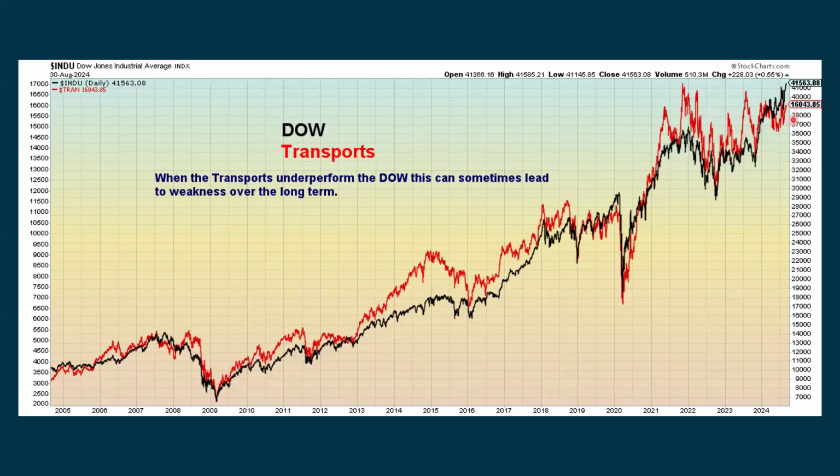They've been improving. That's the red line that we see here, but they've been really frustrating in 2024. And when the red line's under the black line, even though they're on different scales, that means that the transports are underperforming. In a more solid environment, we want to see the transports doing better. And you can see when the red line goes above the black line, that tends to be more positive for the market. When we get into really choppy situations, that can be more negative for the market.